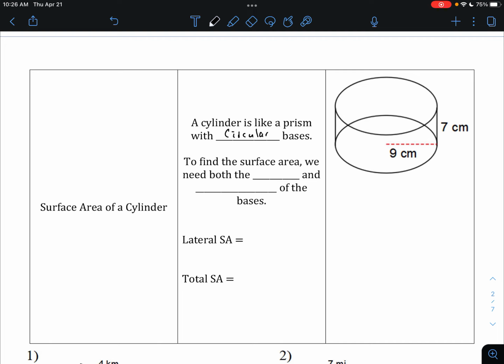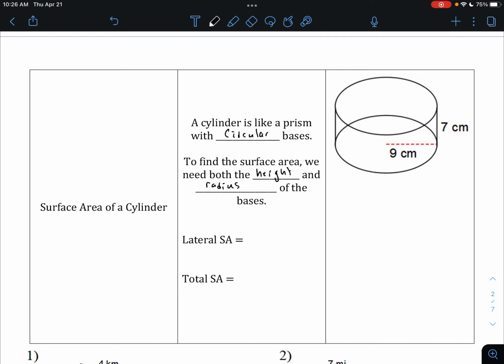Now, to find the surface area, we need both the height and radius of the bases. The reason for this is because since this is basically a prism with circular bases, we can follow the same formula with a couple of tweaks.